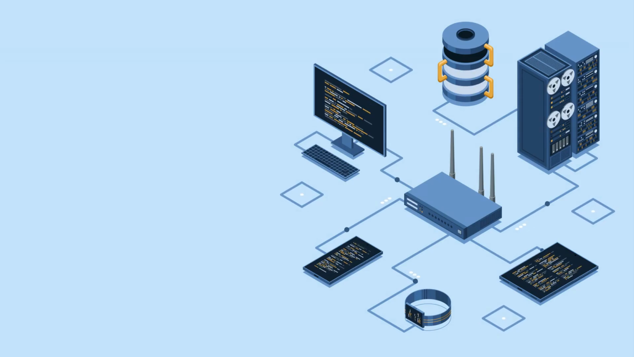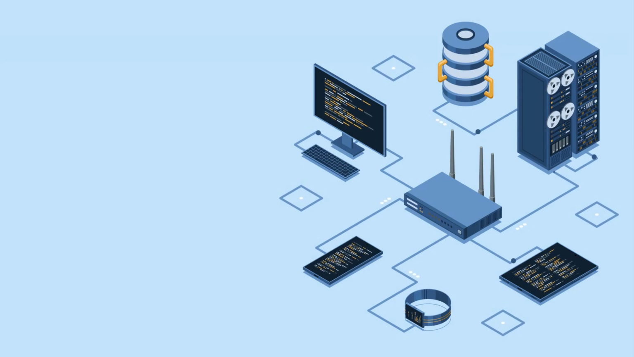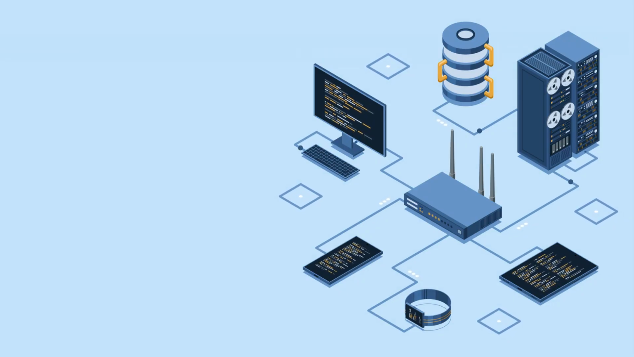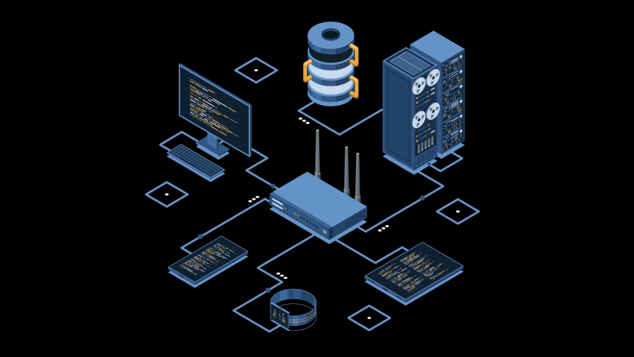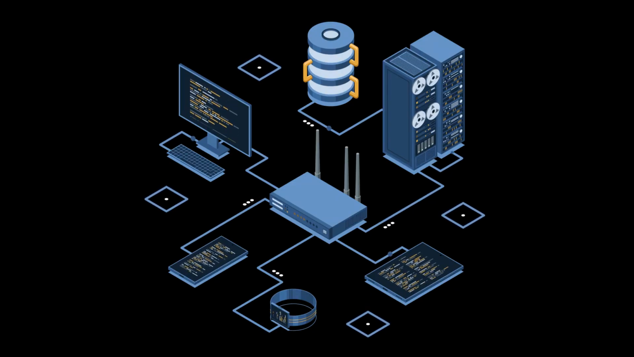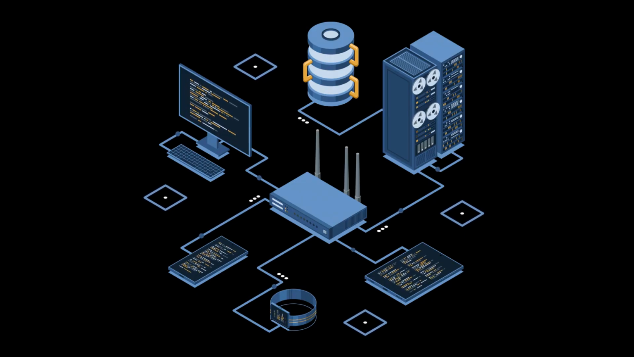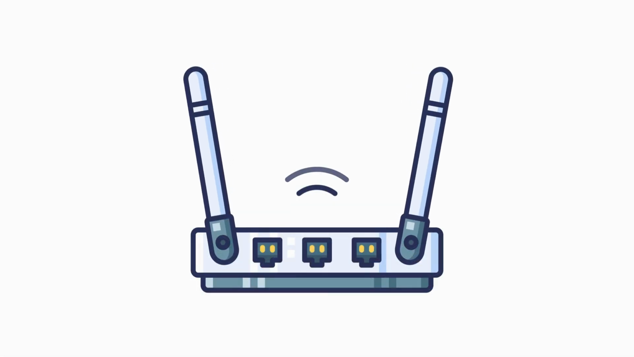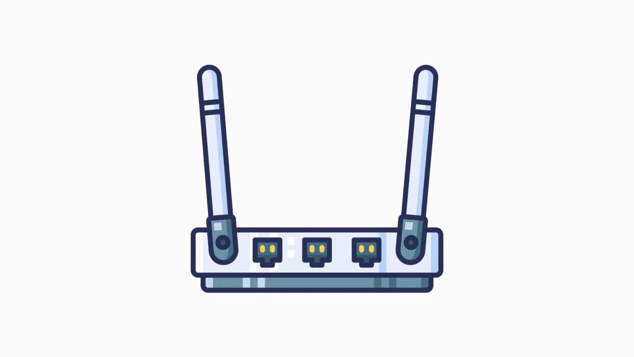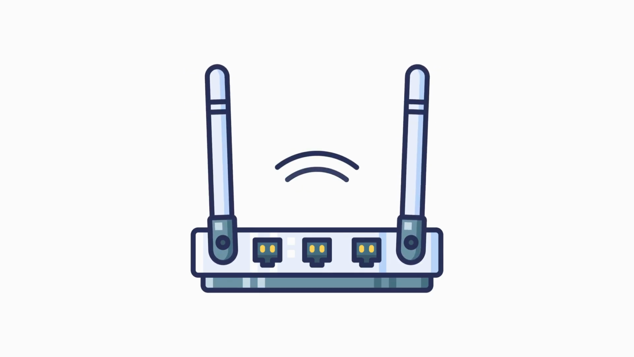A router is one of the most important devices in any modern network. At a basic level, a router is a device that connects different networks together and directs data between them. In most homes, it connects your local network, which includes your phones, laptops, gaming consoles, and smart devices, to the internet.